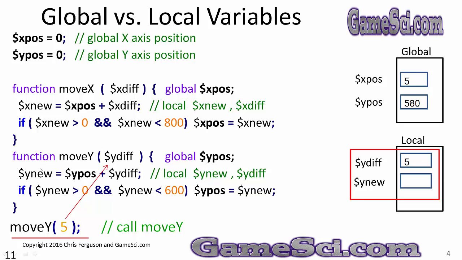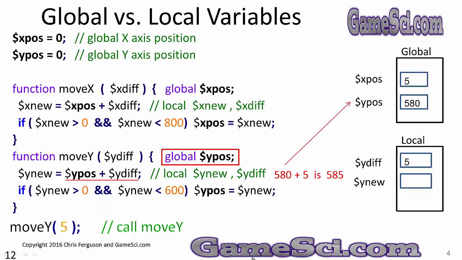We haven't changed the ynew variable yet, so there's nothing to show in ynew yet. And we'll say, let's execute y position plus y difference. Telling the code to move the character on the y-axis by 5 pixels or 5 positions. We'll grab y position, our global variable. Now notice this red box around the word global. It says I want to use the global y position variable.